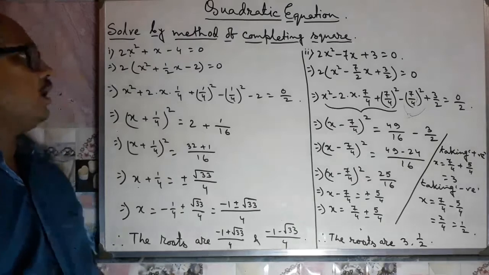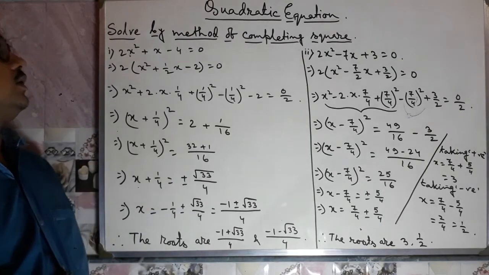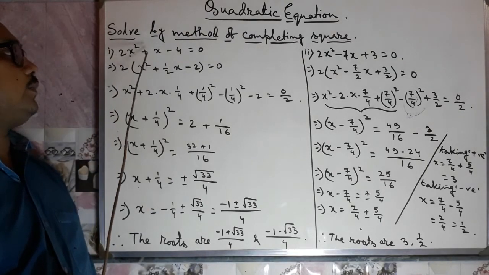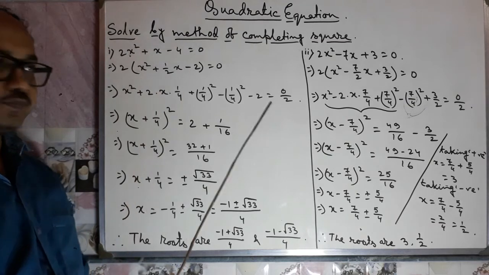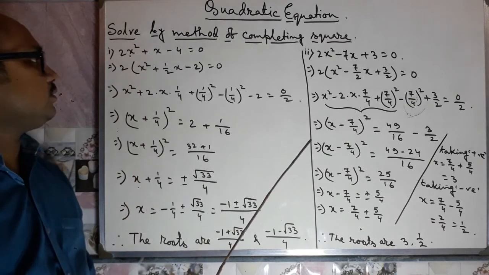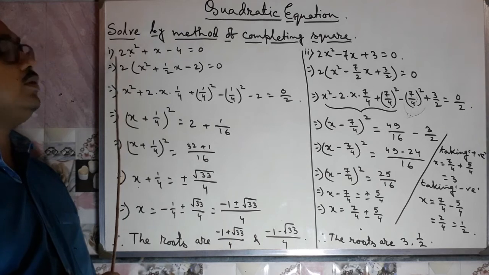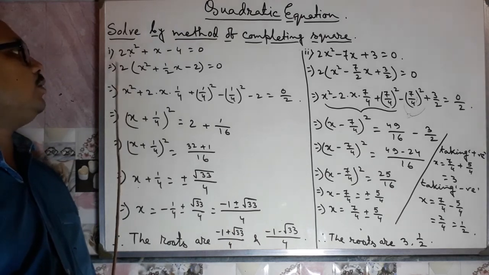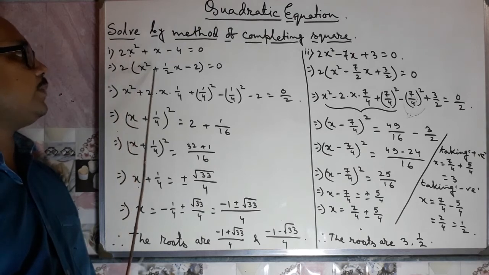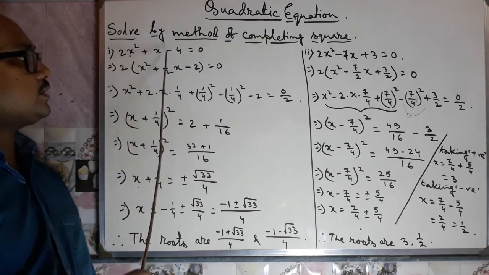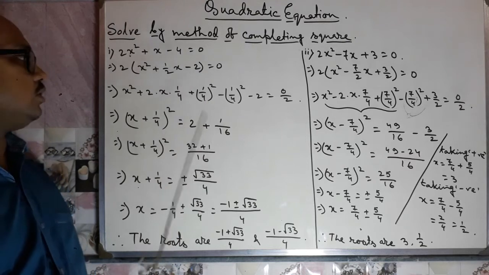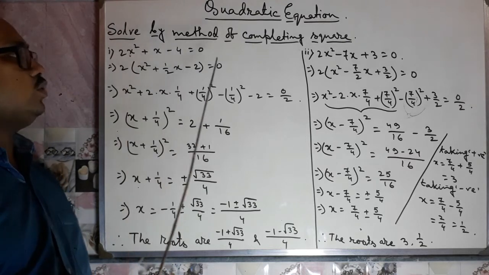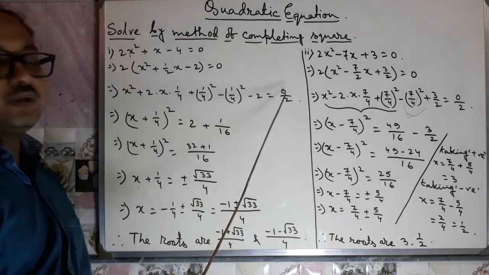Method of completing the square. The first equation given is 2x² + x − 4 = 0. The first step is to take 2 common, that is, take the coefficient of x² common. Taking 2 common, the expression will be x² + (1/2)x − 2 = 0. Now change the side of 2 to the right-hand side, that is 0/2, which is ultimately equal to 0.